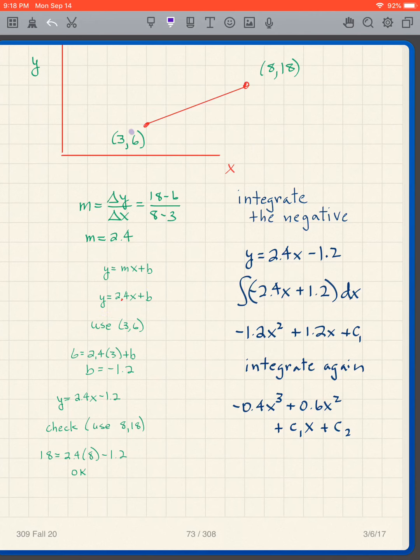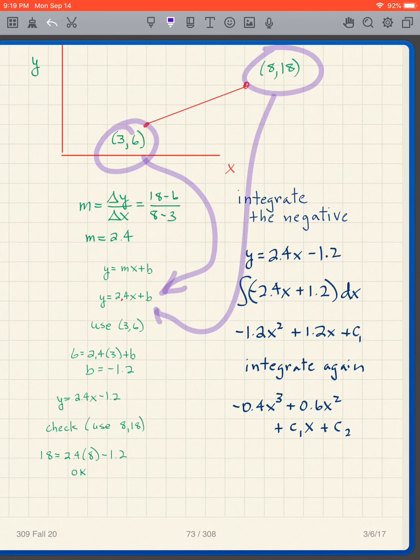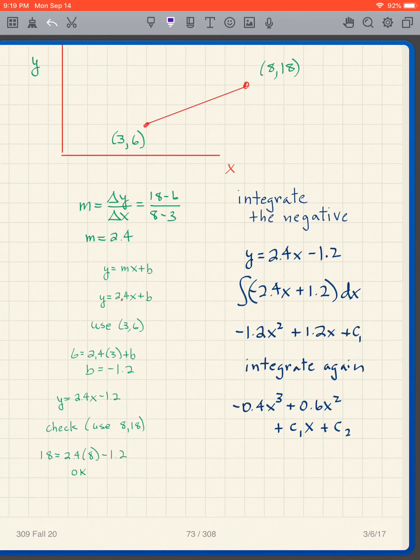And then I could use 3, 6, or I could use 8, 18. It doesn't matter. But I have to put those values into that equation. So I've chosen, for these purposes, to use 3, 6. So I put in y equals 6, x equals 3. I solve for b. I get b is equal to negative 1.2. So the equation of that line is y is equal to 2.4x minus 1.2.